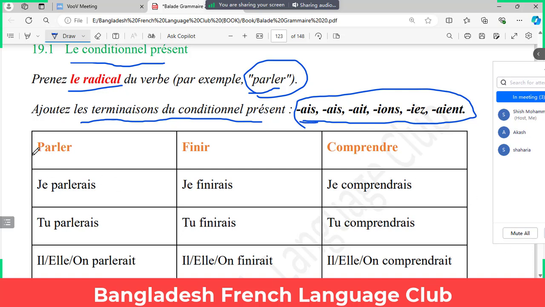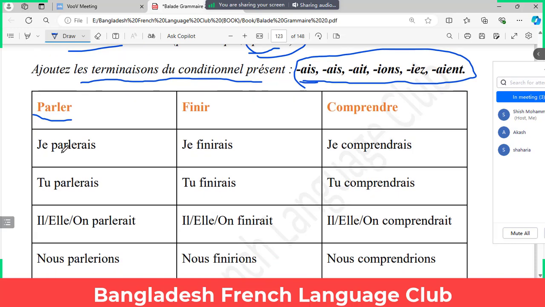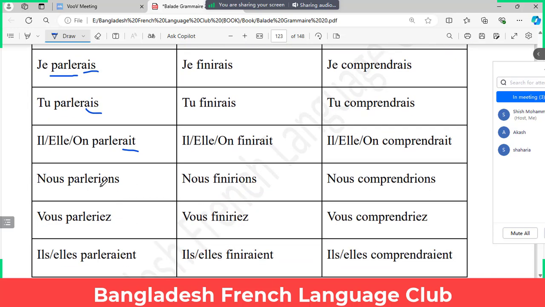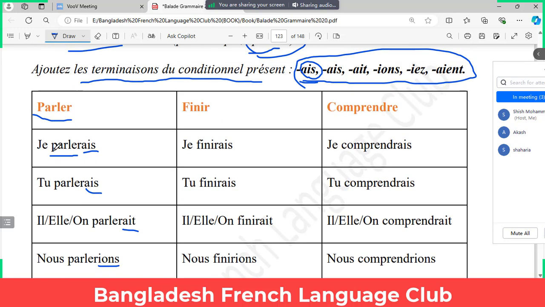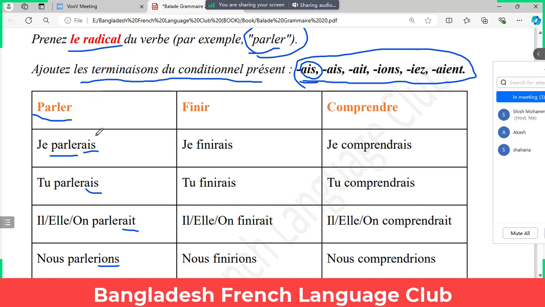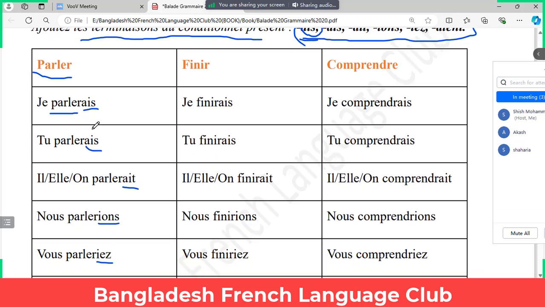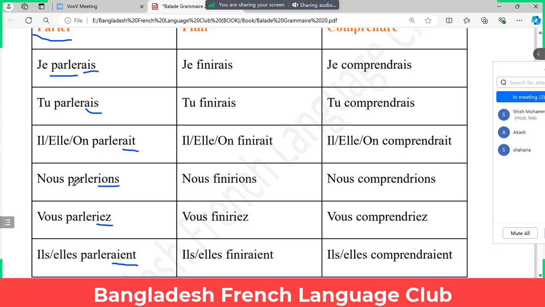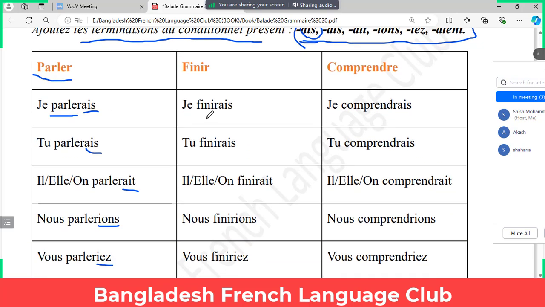Okay, let's see the example. This is the verb parler. We have to take the whole verb, nothing is dropped. In conditional present, with je, AIS is added to the full verb. So je parlerais, I would speak. Tu parlerais, you would speak. Il, elle parlerait. Nous parlerions. Vous parleriez. Ils, elles parleraient. Okay? Yes, Monsieur Akash, could you please read this one?